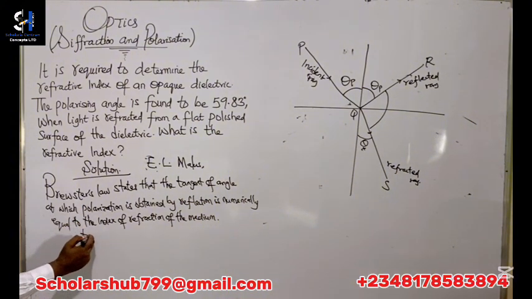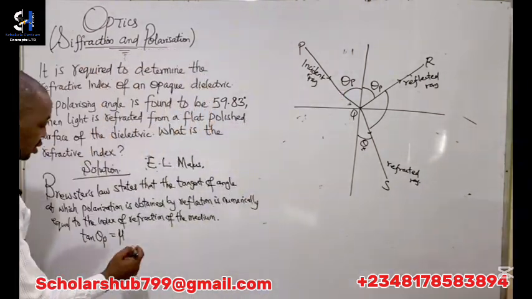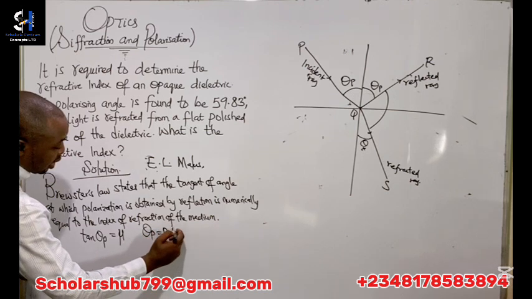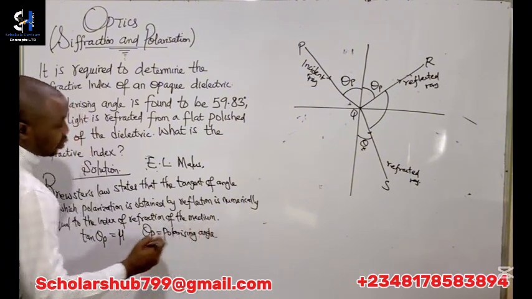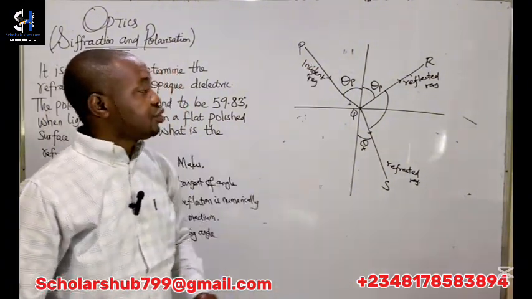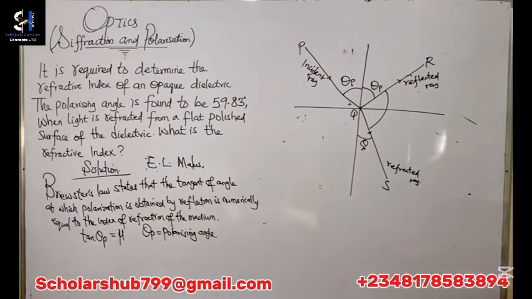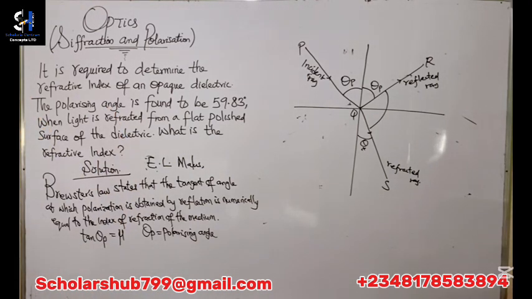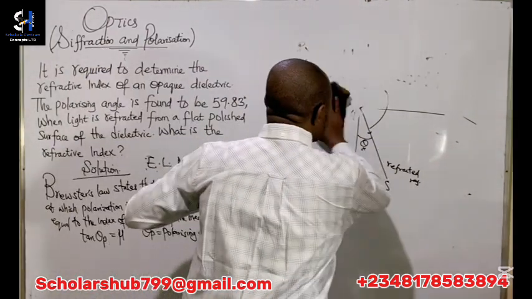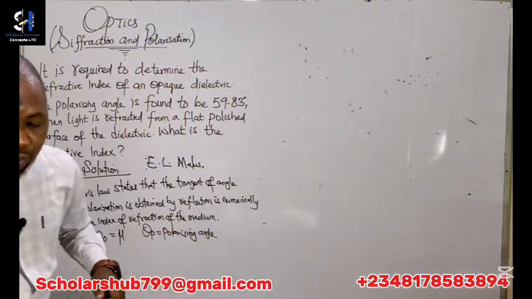So according to this law, the tangent of the polarizing angle will be equal to the refractive index. Remember, this angle is known as the polarizing angle, because when natural light is incident on the smooth surface, the reflected beam will be completely polarized. So we want to calculate the refractive index. To be able to calculate the refractive index, it's very simple.